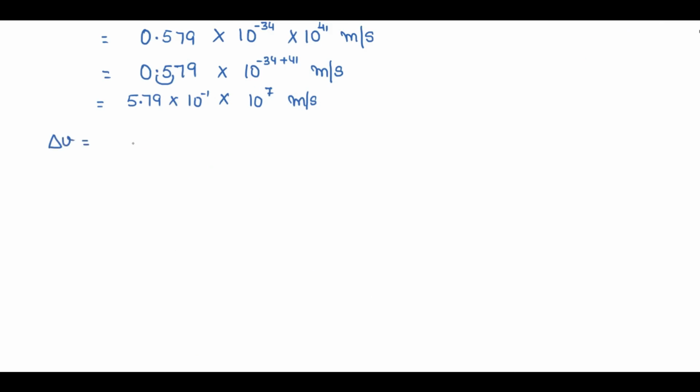Delta V equal to 5.79 into 10 raised to power minus 1 plus 7 meter per second. Minus 1 plus 7, your final answer will be delta V equal to 5.79 into 10 raised to power 6 meter per second. This is the uncertainty in velocity.